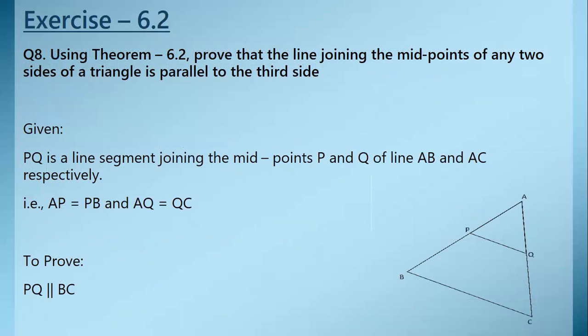Now moving on to question number 8, using theorem 6.2, that means converse of basic proportionality theorem, prove that the line joining the midpoints of any two sides of a triangle is parallel to the third side. So this is the converse of the previous question. Now given that PQ is a line segment joining the midpoints P and Q of line AB and AC respectively, both are midpoints, and AP equal to PB, AQ equal to QC because they are midpoints. We have to prove that PQ is parallel to BC.